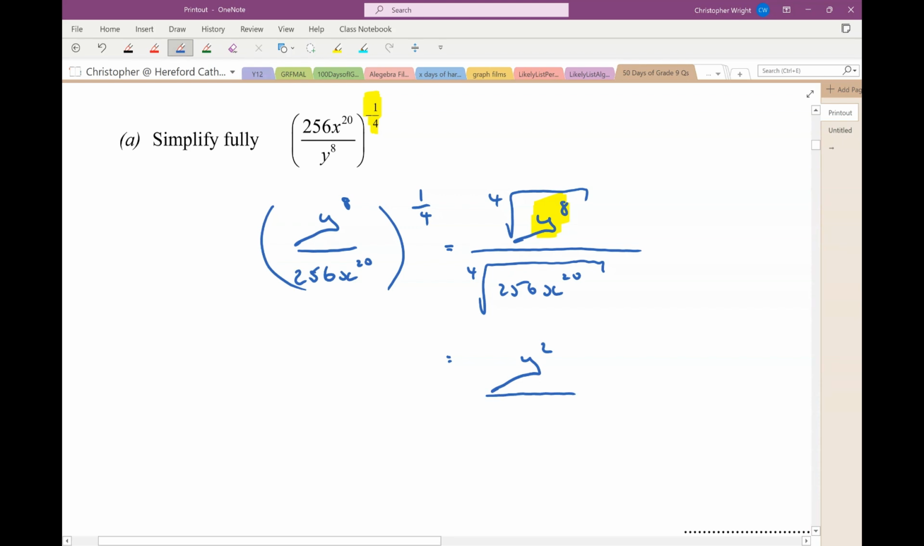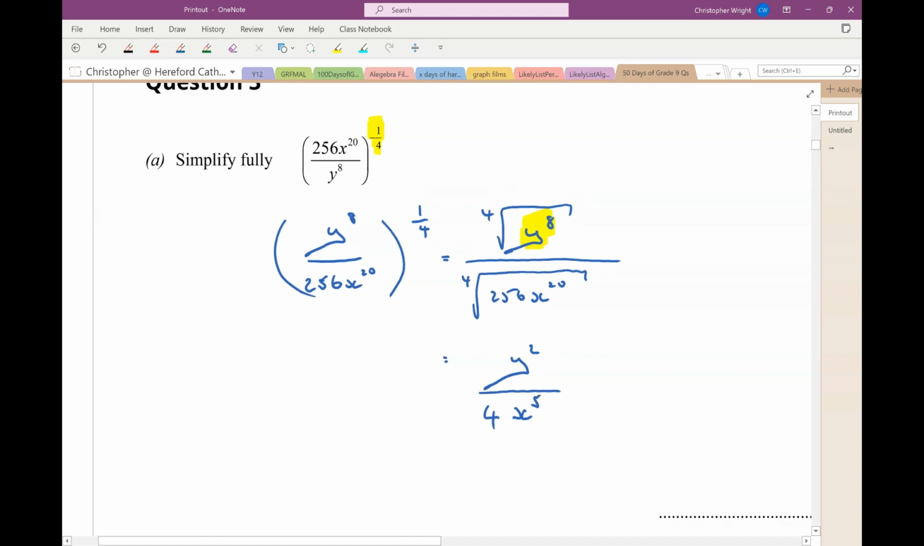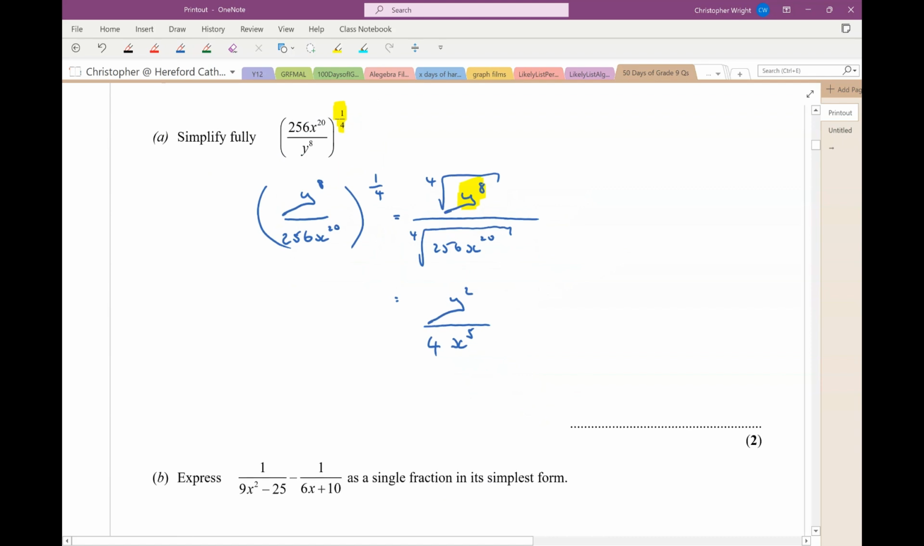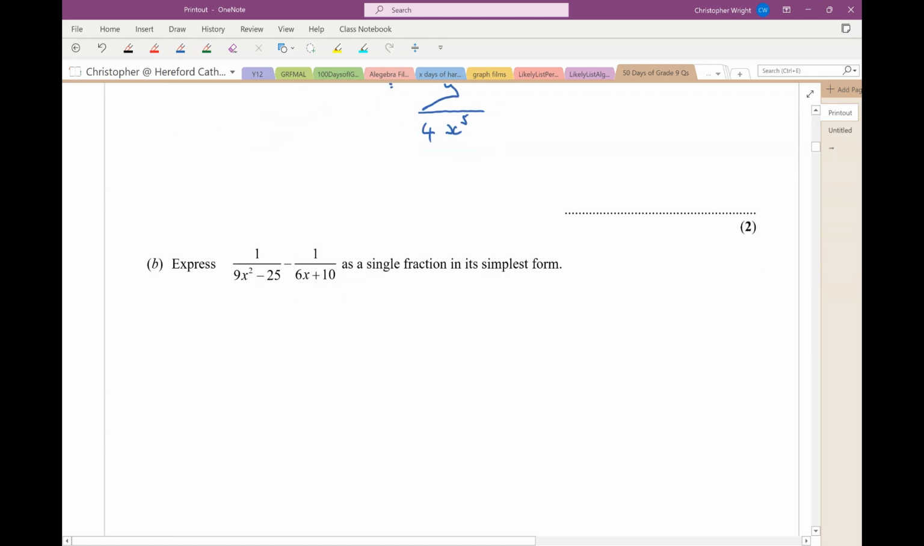Now here I've got the fourth root of 256. What times what times what times what is 256? Answer 4. And then what times what times what times what is x to the power of 20? We'll divide the power by 4, x to the power of 5. So that is part A. Now let's go on to part B.